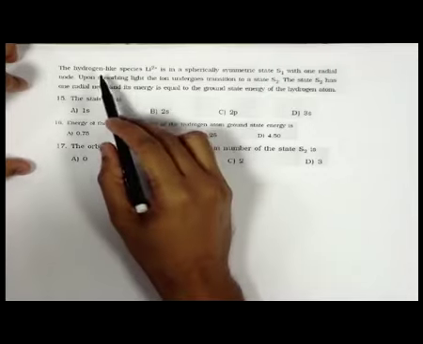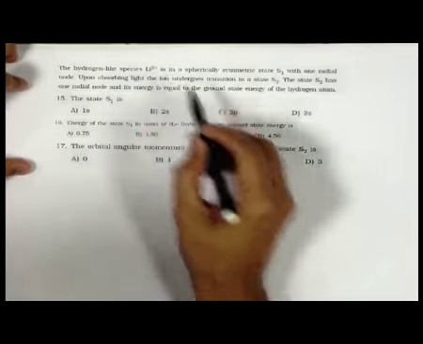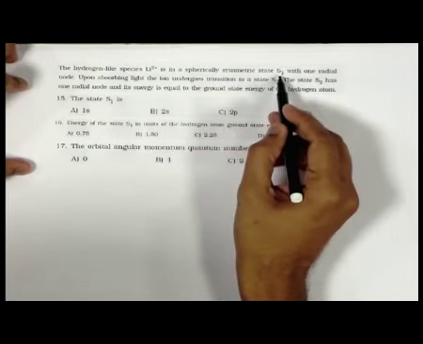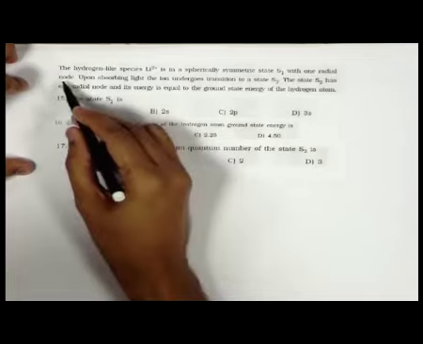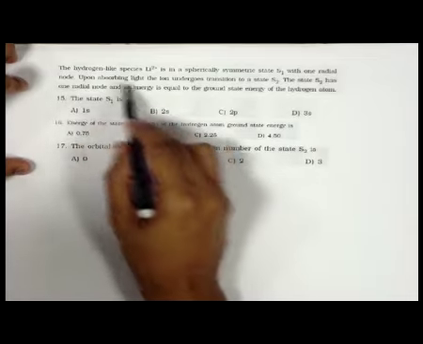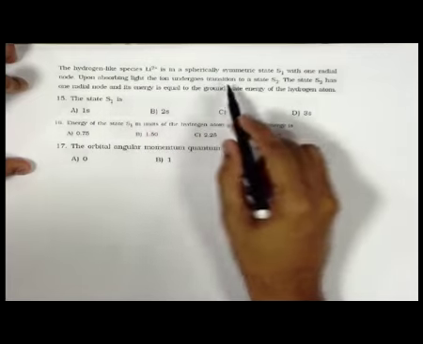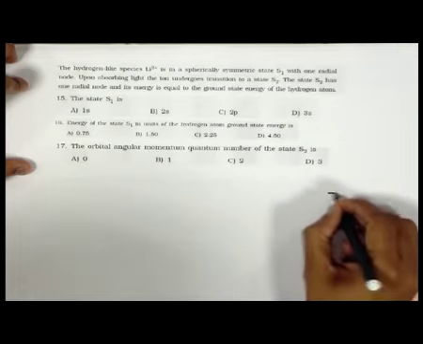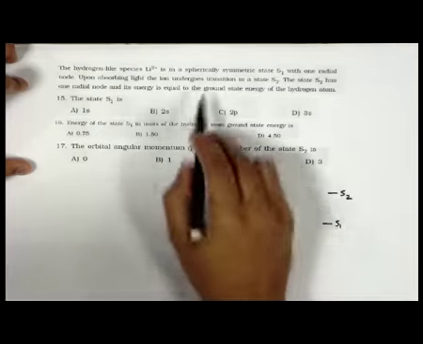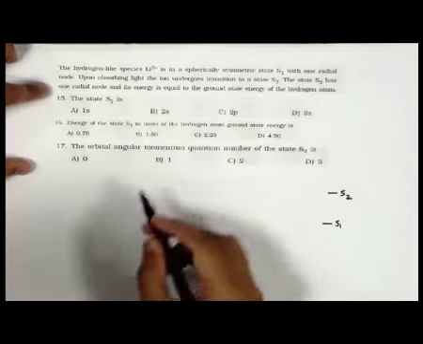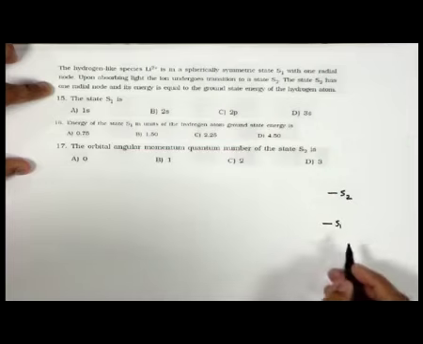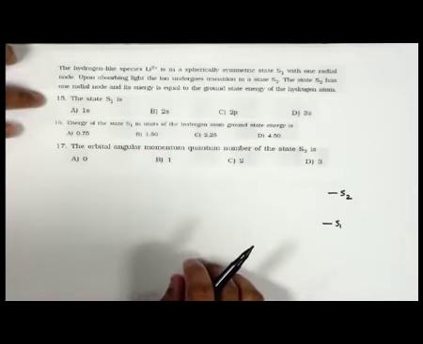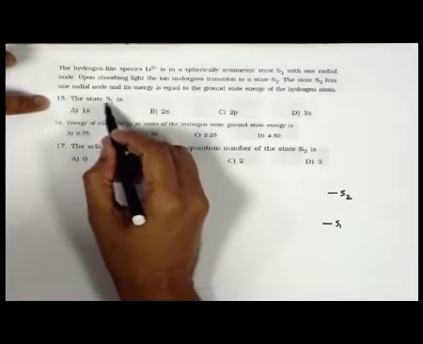The question says that there is this hydrogen-like species, lithium 2 plus, which is in a spherically symmetric state S1, and this state has one radial node. Upon absorbing light, this lithium 2 plus ion undergoes a transition to a state S2. So, it was in S1 and it goes to the S2 state. The state S2 has one radial node. S1 had one radial node and S2 also has one radial node, and the energy of state S2 is equal to the ground state energy of the hydrogen atom. This is the information that we have. The question asks, what is the state S1?